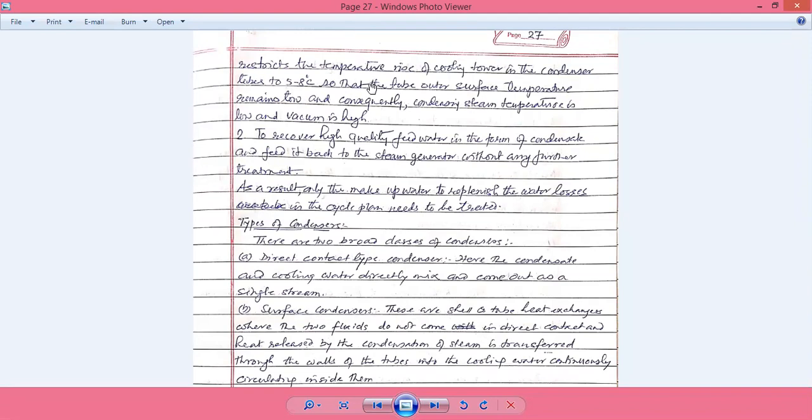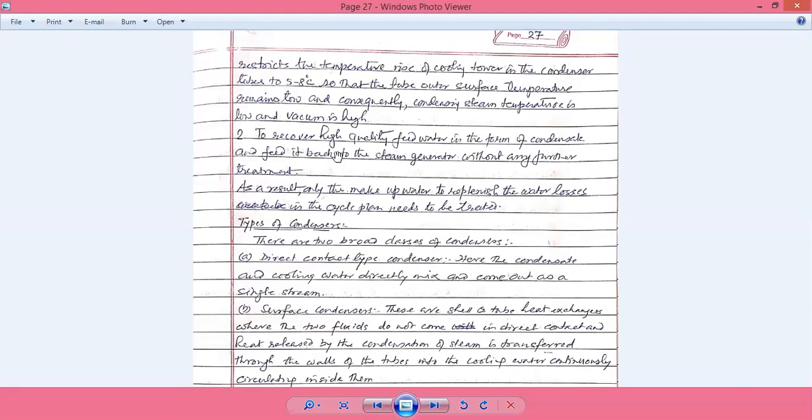The temperature rise of the cooling water, here using river water for cooling, though it can also be used with a cooling tower, is restricted in the condenser tube to 5 to 8 degrees centigrade, so that the tube outer surface remains low, and consequently the condensing steam temperature remains low and the vacuum remains high.